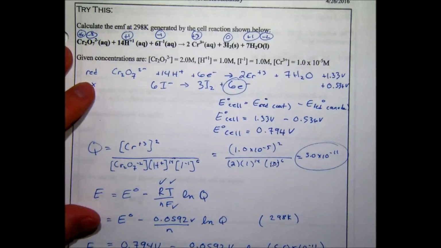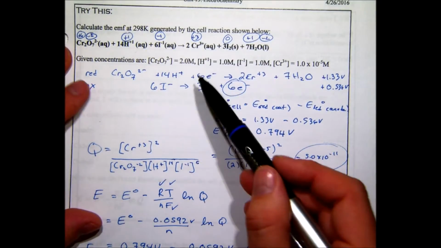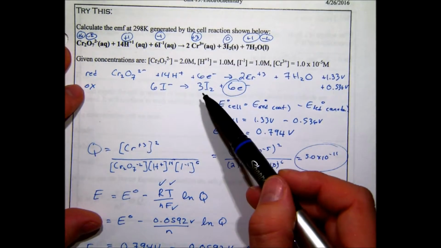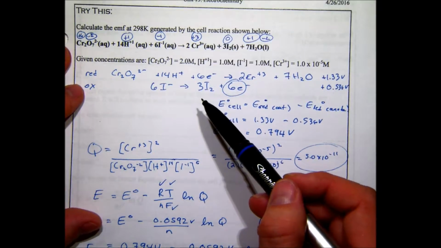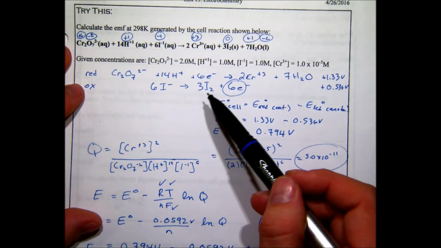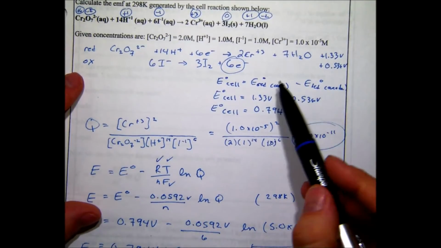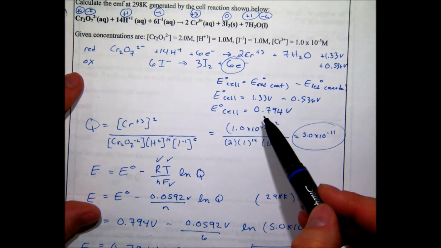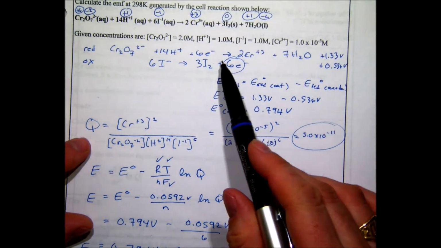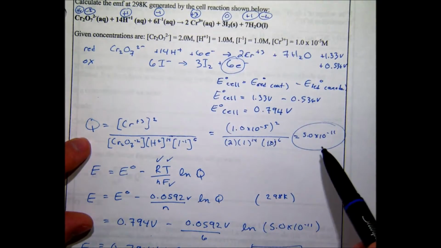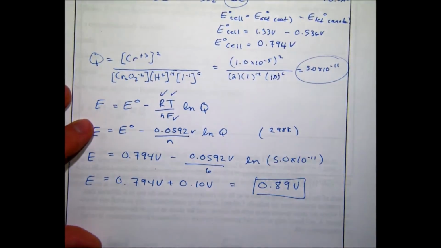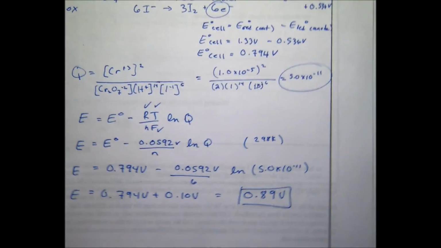So again, a summary: get your oxidation states, redox equations or half cells. If you're stuck, look at Appendix E to try and figure out what goes with what. Look at Ecell, calculate your standard state. Given these concentrations, calculate your Q. Then use the Nernst equation to calculate the non-standard cell potential.